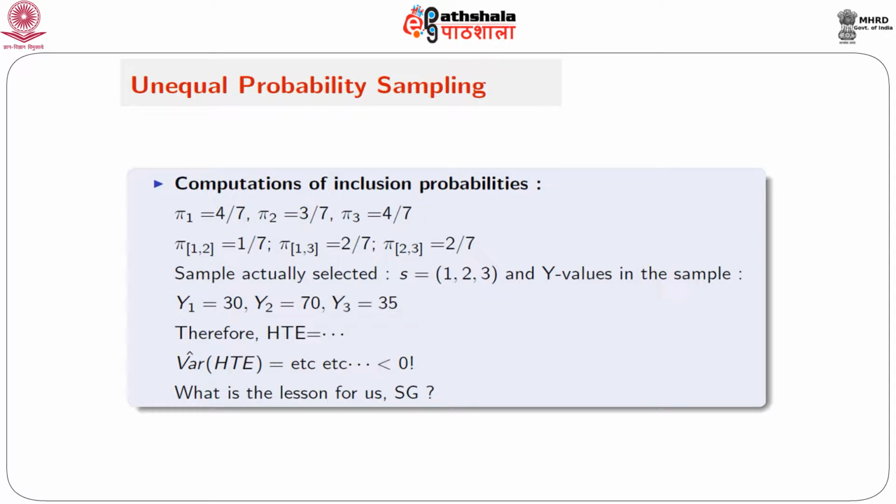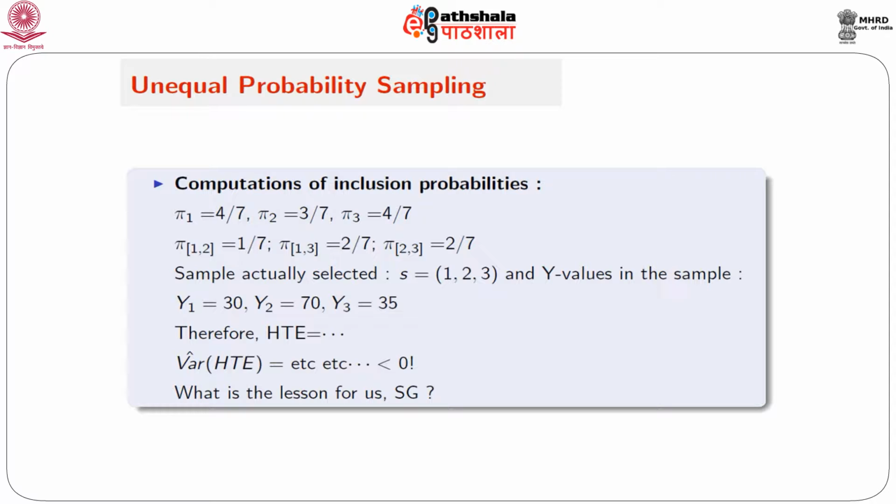So here you find pi 1, pi 2, pi 3, pi 12, pi 13, pi 23. Suppose, through implementation of a random sampling technique, you have selected the sample 1, 2, 3, and you have got the y values 30, 70, 35.